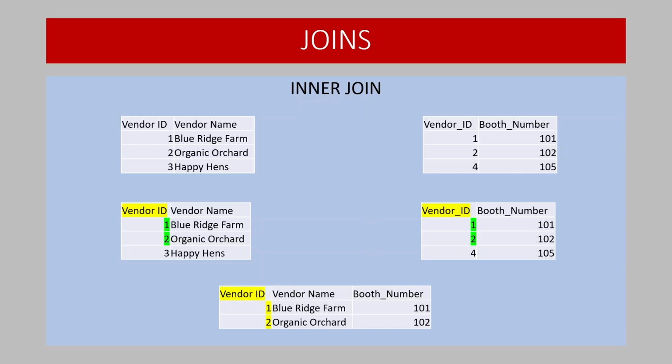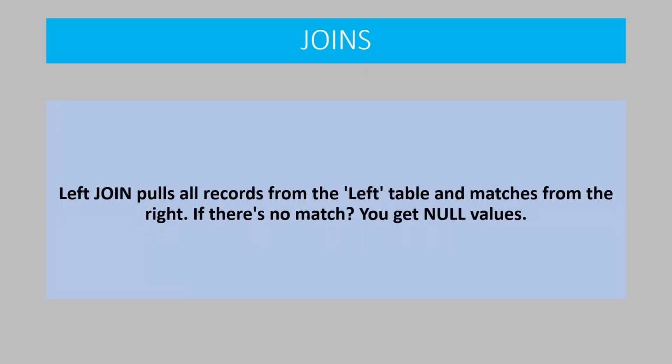Okay, now the second join, which is also one of the most used joins, is the left join. Left join pulls all the records from the left table and matches from the right. If there is no match, you get null values. Always remember this: when there is no match, you'll get null values.